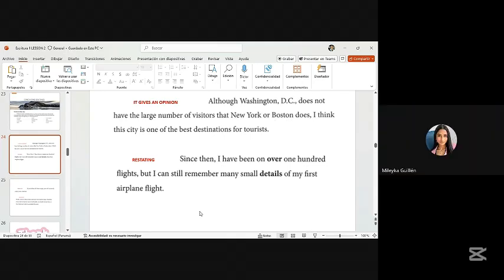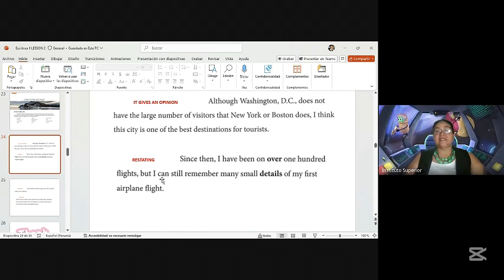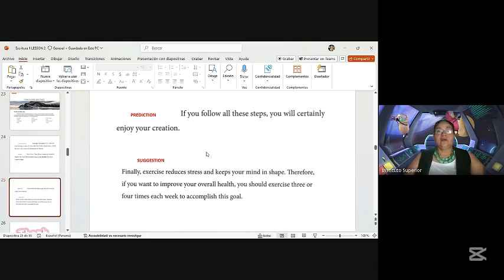"Since then, I have been on over 100 flights, but I can still remember many small details of my first airplane flight." Okay, in here we restate. In here we give an opinion. Then we have an example of the other two: prediction and suggestion. Another volunteer?